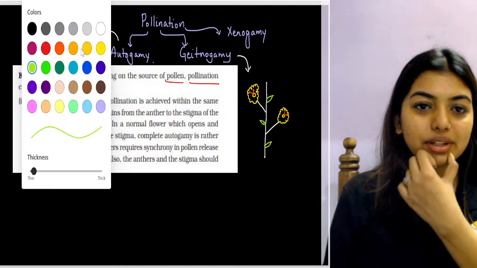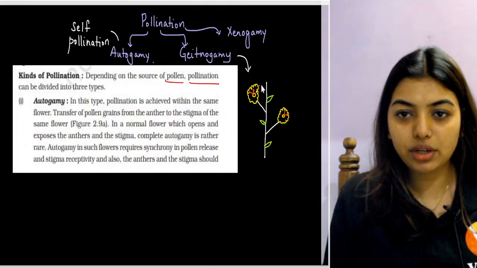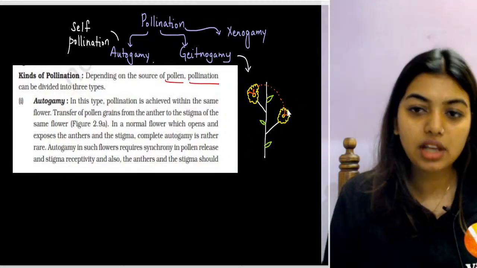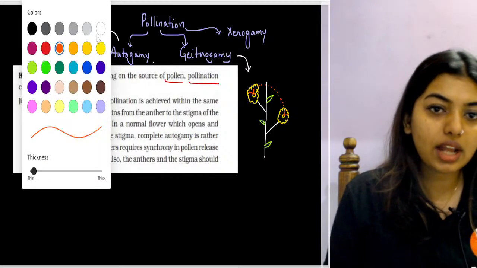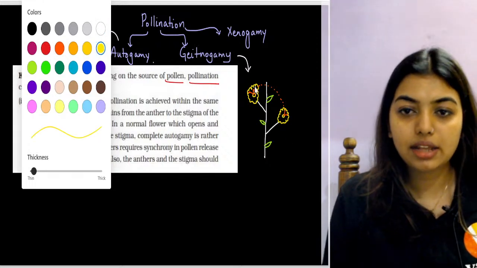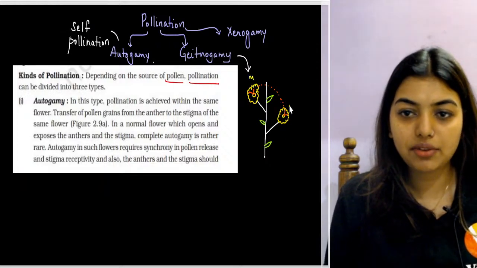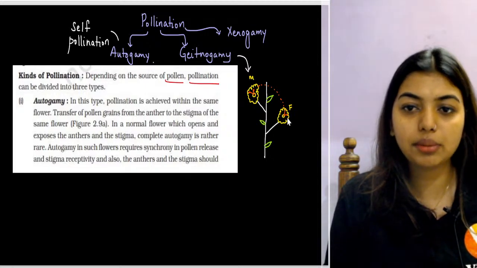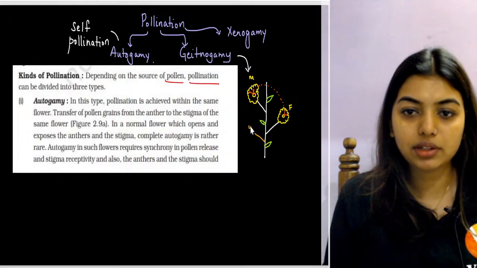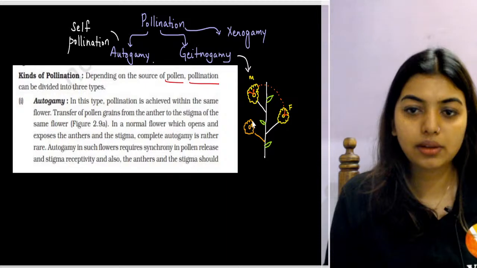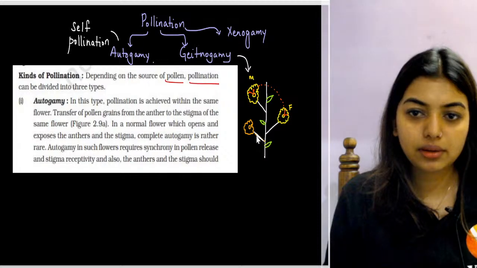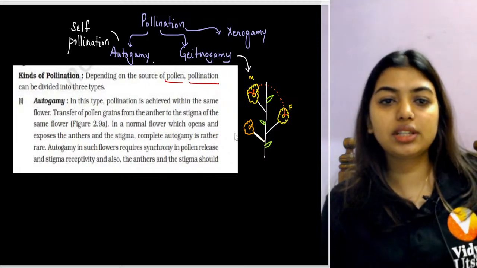Look here, this one. If I have to tell about geitonogamy, students, from here the pollen grains have fallen on this flower, so the stigma will receive this. So this is called geitonogamy. That means on the same plant there were, let's say, male flowers and female flowers. The pollen grains have fallen from the male flower to the female flower, and here also there could be one more flower. Got it? So this is called geitonogamy.